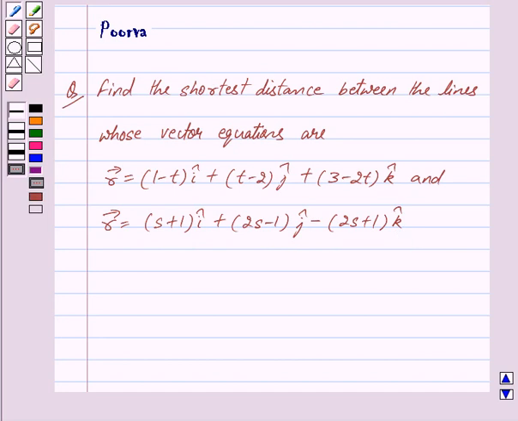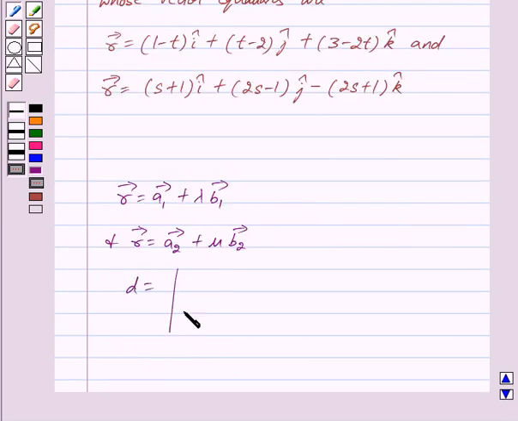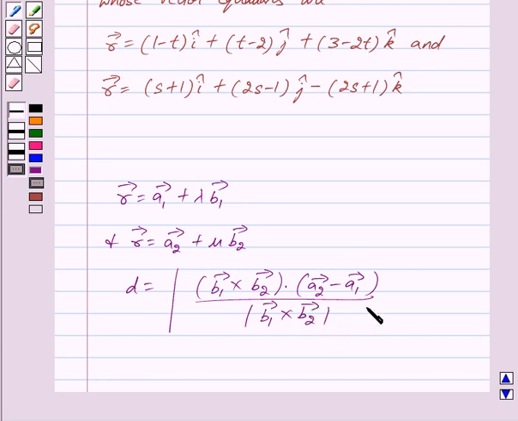Now, the shortest distance between the two lines in their vector form, that is vector r = vector a1 + lambda times vector b1 and vector r = vector a2 + mu times vector b2, is given by d = mod of cross product of vector b1 and vector b2 dot vector a2 minus vector a1 upon mod of cross product of vector b1 and vector b2. So this is the key idea behind our question.